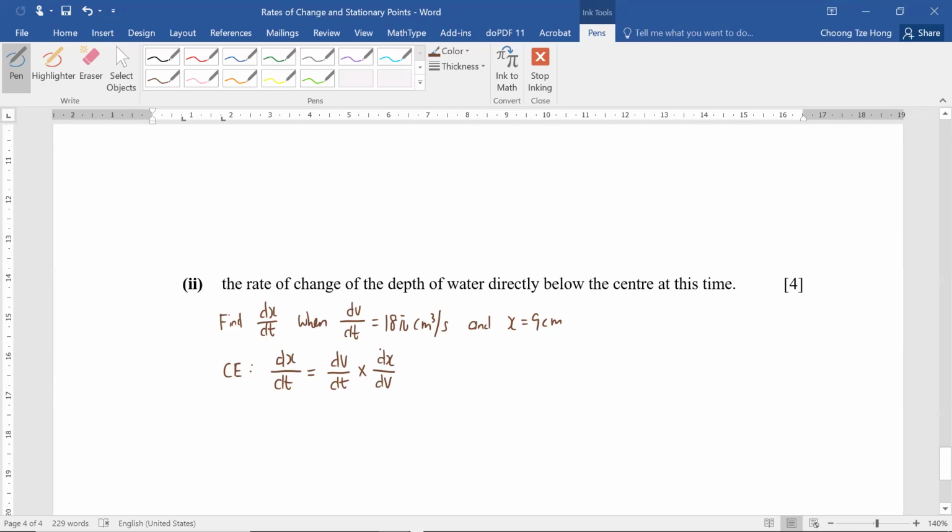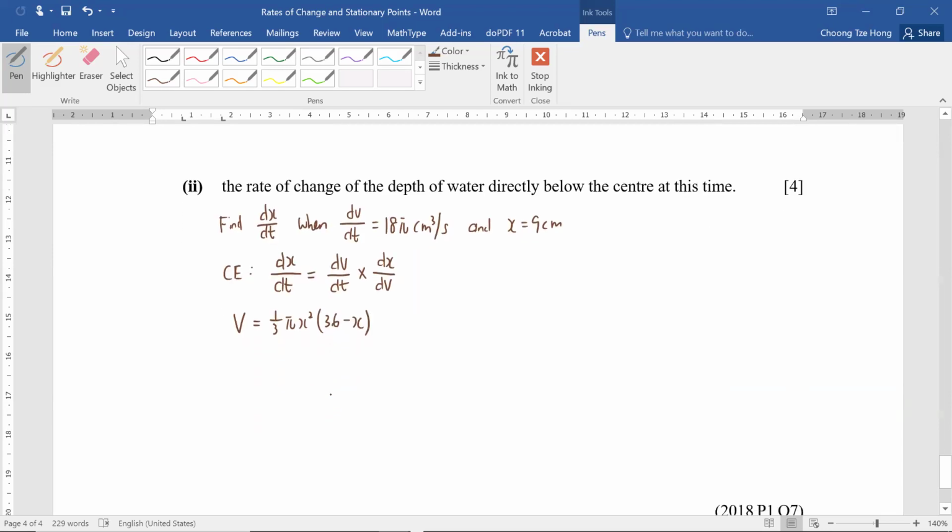So we already know dV/dt. What we need to do now is to find dx/dV, right? If you recall, look at the question. They have already given us the equation for V in terms of x: 1/3 pi x squared times (36 minus x). So we need to differentiate this to get dV/dx, and then dx/dV will just be the inverse of dV/dx. You may be tempted to use the product rule here, which you actually can, but for a simple expression like this, I would recommend you just open the brackets first before you differentiate.